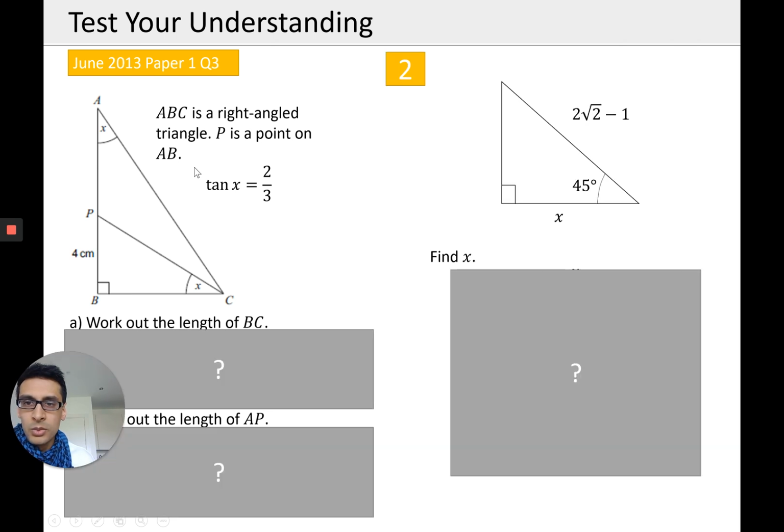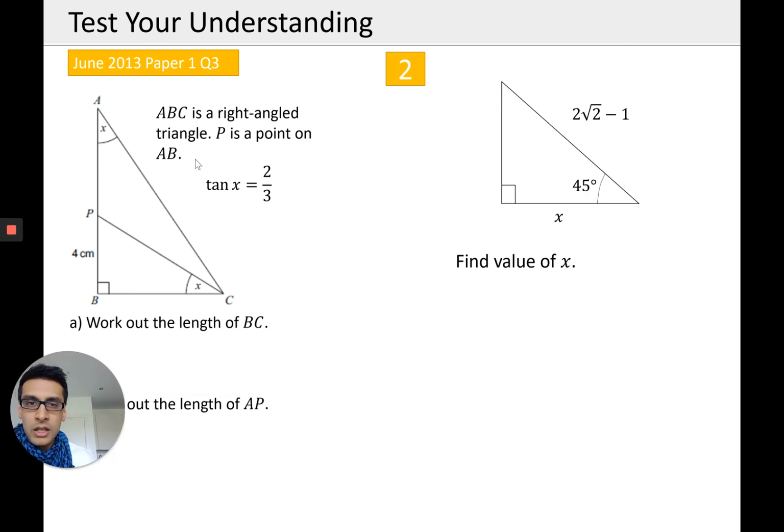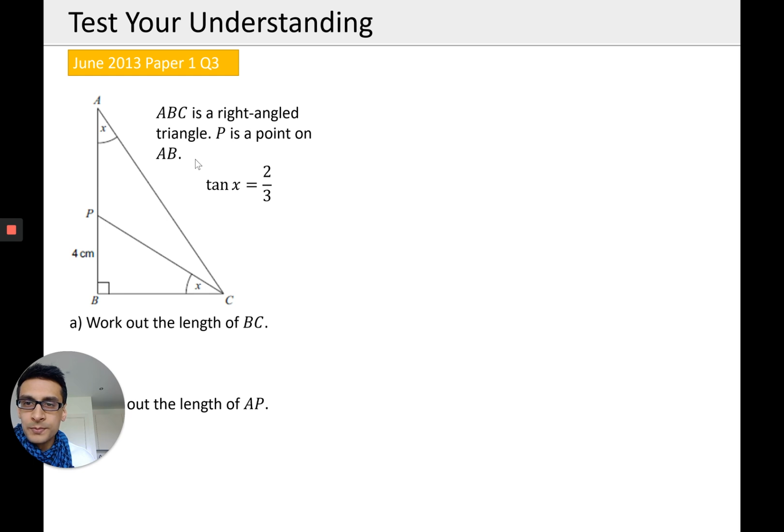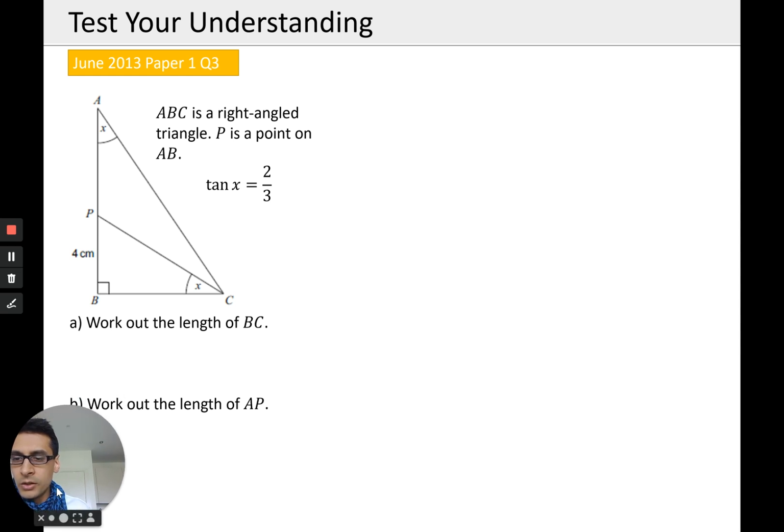So here's example 1. I need to work out the length BC. So you can see from the diagram, we've actually got 2 right angle triangles, and we've been given this ratio, tan x equals 2/3. We don't know what value of x that is, so it's not one of the exact values given to you.